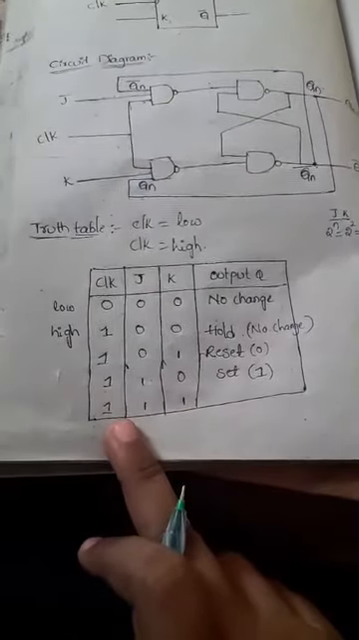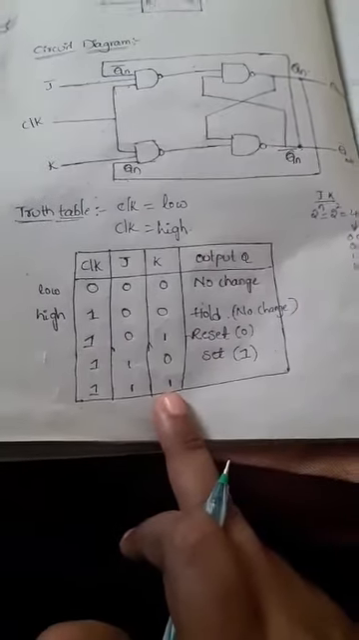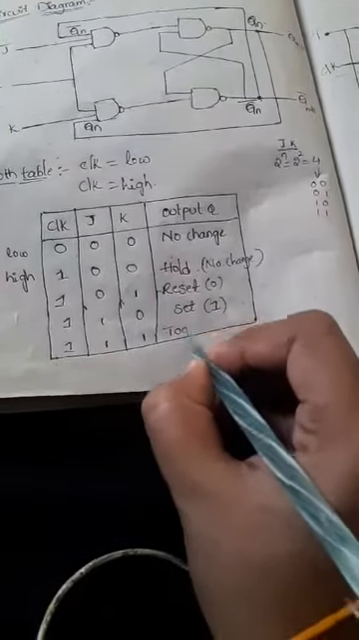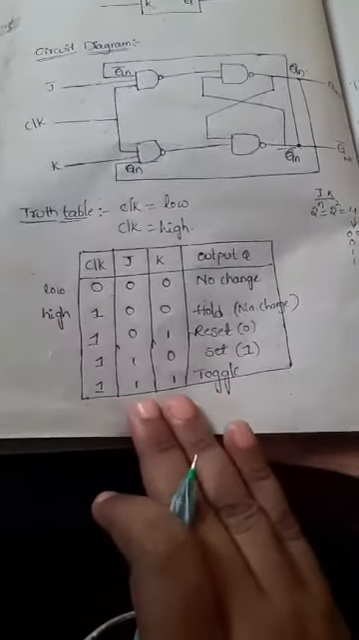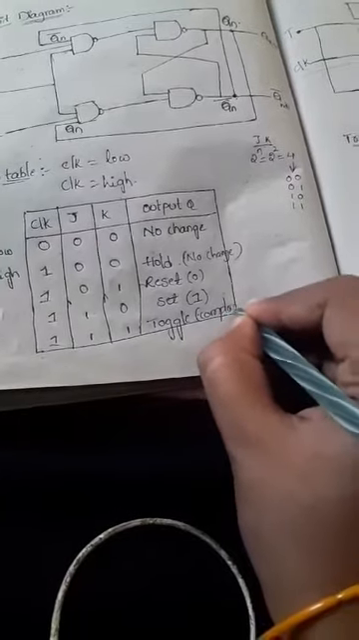Okay, so now coming to the last stage, whenever the clock pulse is high and both the inputs are 1, then automatically the flip-flop enters into the toggle mode. Whenever the inputs are connected as 1 1, the flip-flop enters into which mode? Toggle mode. Toggle mode is nothing but the mode in which the output is considered as the complement.